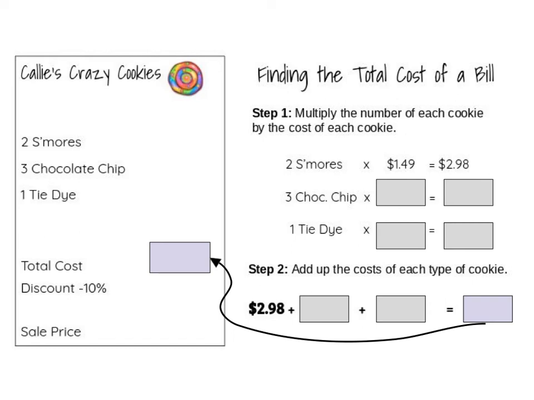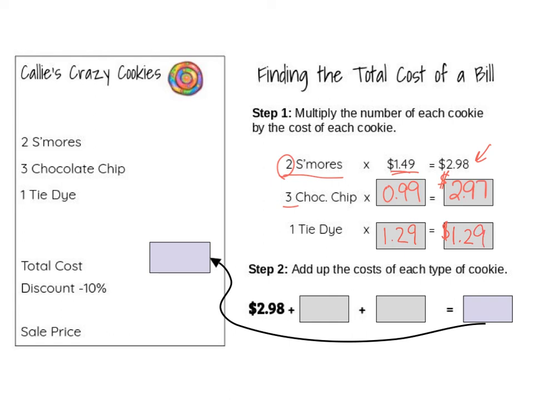So for finding the total cost of the bill, it tells you exactly what to do. Step 1, multiply the number of each cookie by the cost of each cookie. You're buying 2 s'mores cookies, and a s'mores cookie is $1.49. You do 2 times $1.49, I got $2.98. Similar for the chocolate chip, you have 3 chocolate chips at 99 cents, so 3 times 99 cents is $2.97. For tie-dye, you look up the cost, fill in $1.29. 1 times $1.29 is $1.29.